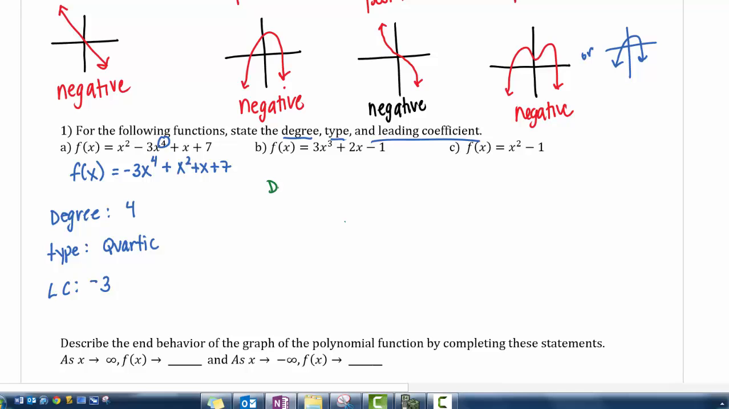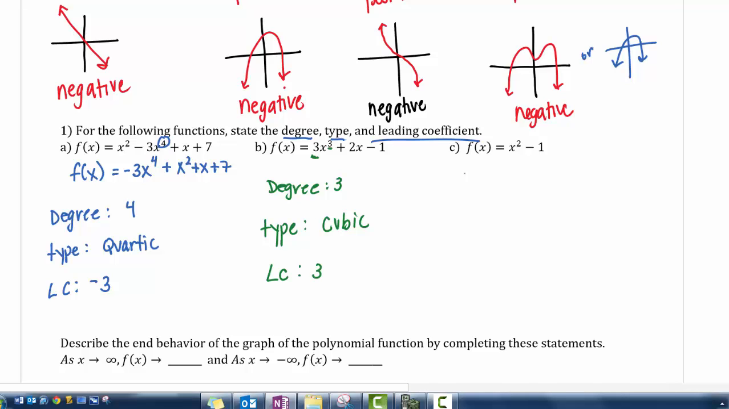So part B, the degree is 3 because the highest exponent is 3, which makes it a cubic function. And the leading coefficient is +3 because that is the number that's in front of that x term with the highest exponent.